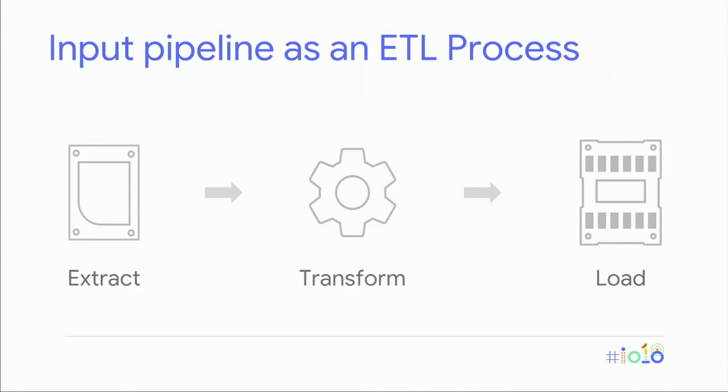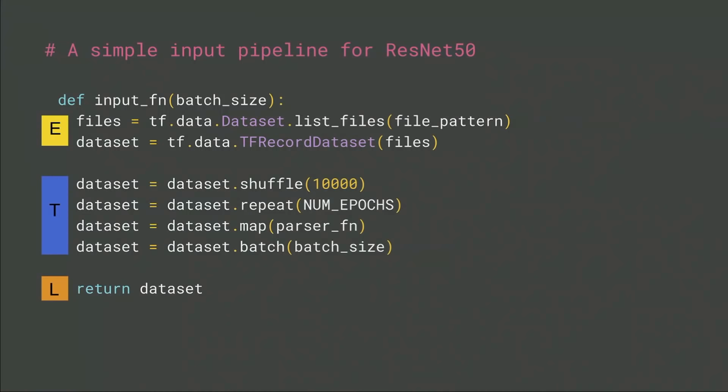So how does this apply to the example that we just saw? In the extract phase, we list the files and read them using the TFRecordDataset reader. In the transform phase, we apply the shuffle, repeat, map, and batch transformations. And finally, in the load phase, we tell TensorFlow how to grab the data from the dataset.